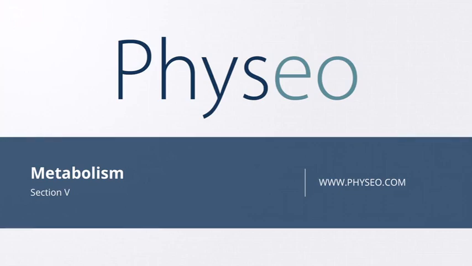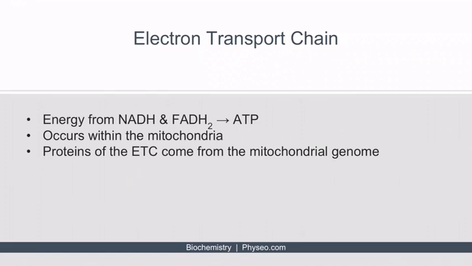Welcome to Section 5 of Metabolism. In this section, we'll be discussing the electron transport chain, or ETC. Let's get started. The electron transport chain is a group of complexes which utilize the energy from NADH and FADH2 to produce ATP. This occurs exclusively within the mitochondria.